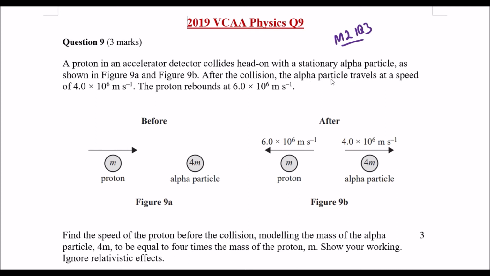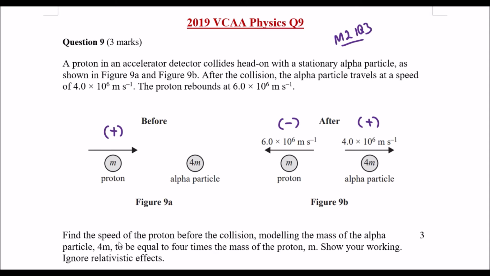After the collision, the alpha particle travels at a speed of 4 times 10 to the power of 6 meters per second. The proton rebounds at 6 times 10 to the power of 6 meters per second. Before we start the question, let's say the original direction, towards the right, is the positive direction of motion. So we have the negative direction of motion for the proton when it rebounds, and the alpha particle goes in the positive direction after collision.